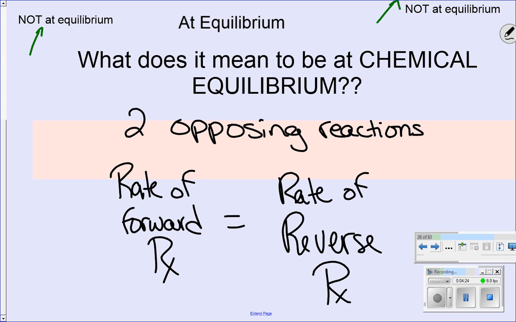There are other types of equilibrium. We will discuss physical equilibrium as well. These are also just opposing processes that are happening at the same rate. This means some pretty important things in terms of concentration.